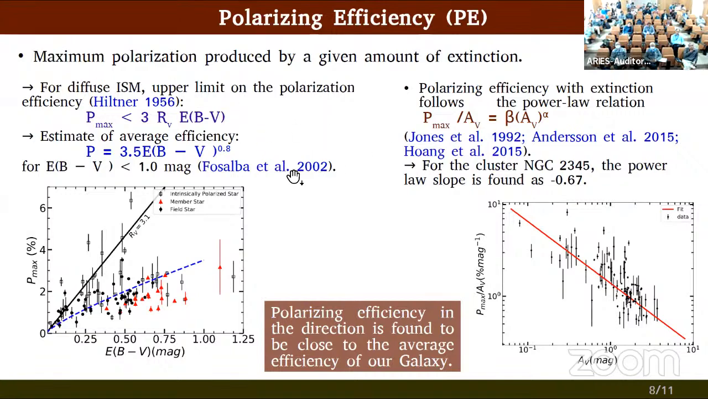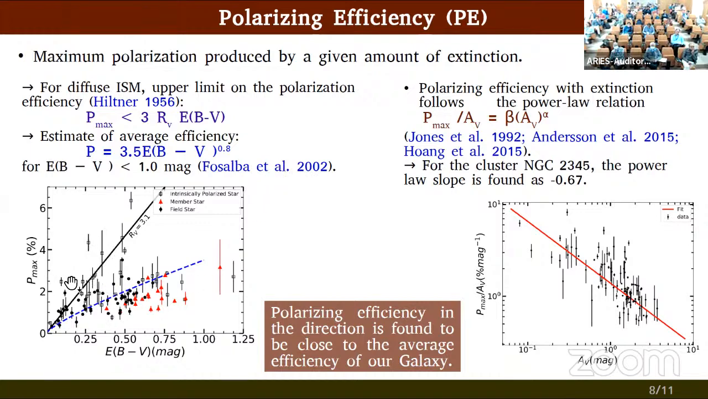So the polarizing efficiency is defined as the maximum polarization produced by a given amount of extinction. That is P max, defined as P max by A_B. So here is the polarizing efficiency diagram. In this, the black line shows the upper limit on polarizing efficiency which was given by this relation, and the blue curve shows the average efficiency which was estimated in this paper.